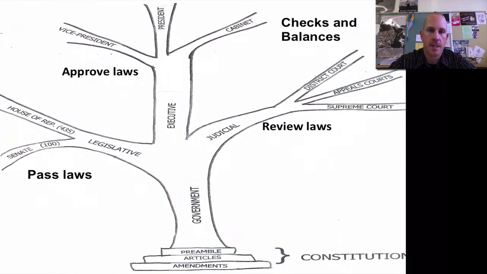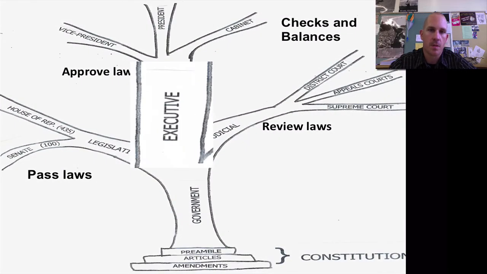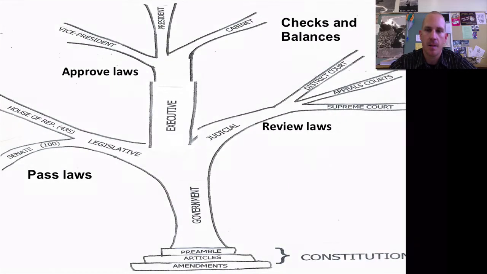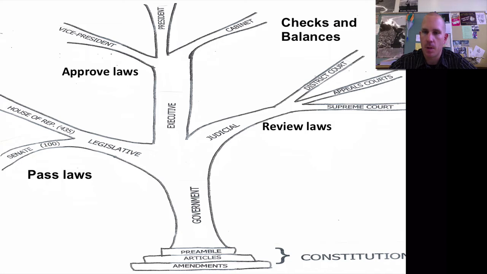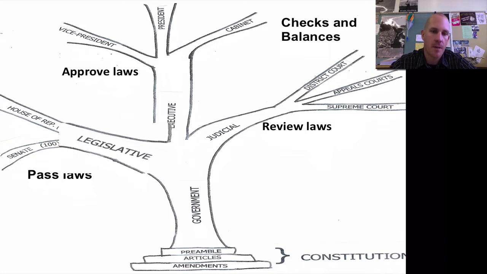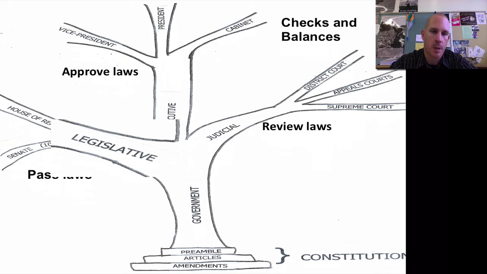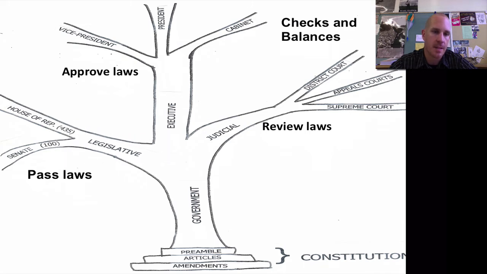So as you can see here, the executive branch is going to be approving those laws: president, vice president, and the cabinet. And the judicial branch is going to review those laws. We have not just the Supreme Court itself, but we have district court and the appeals court and the Supreme Court. And then over on the left-hand side, we're going to have our legislature, which is the House of Representatives and the Senate. 435 total members in the House, 100 members in the Senate.